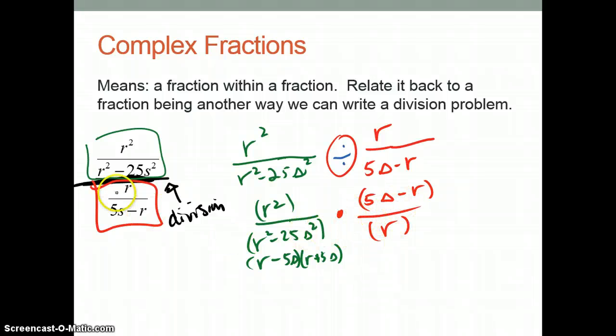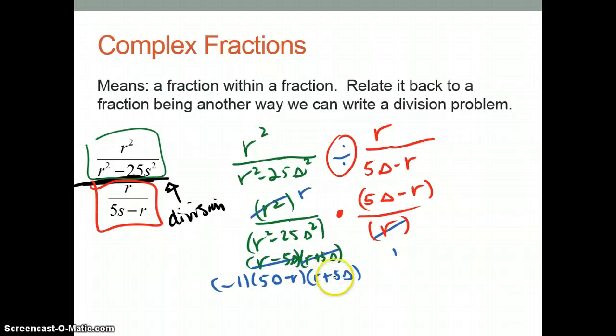So now when we look to see top and bottom, what things go together, we have an r squared and an r. This becomes 1. This becomes just an r. And then down here, again, we see, relating back to one of those original examples, things that are very close. 5s minus r and r minus 5s. So we want to take this and we want to factor out a negative 1. And when we do, we get 5s minus r. And I'm just going to rewrite this second term as is.